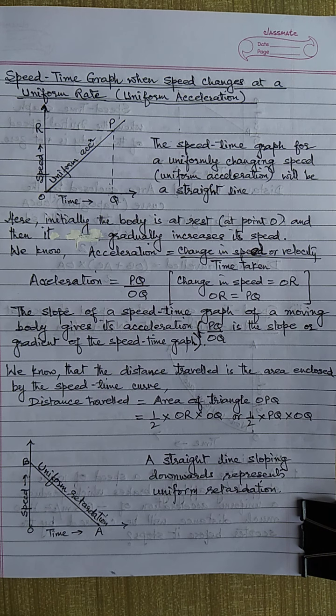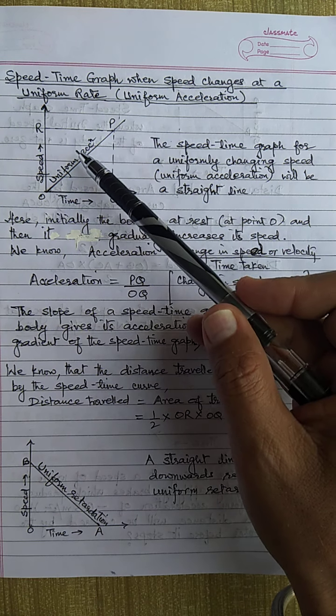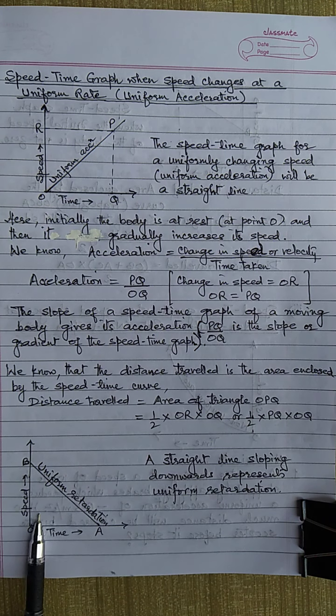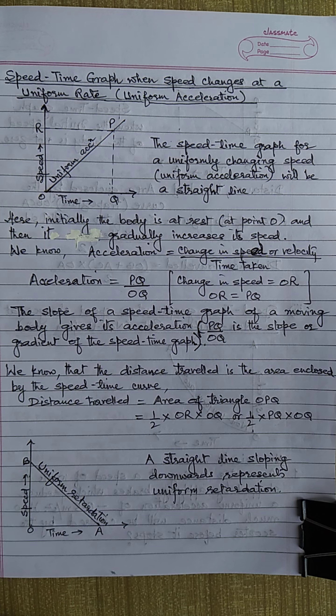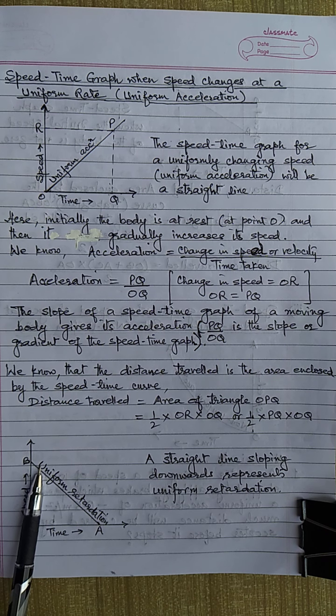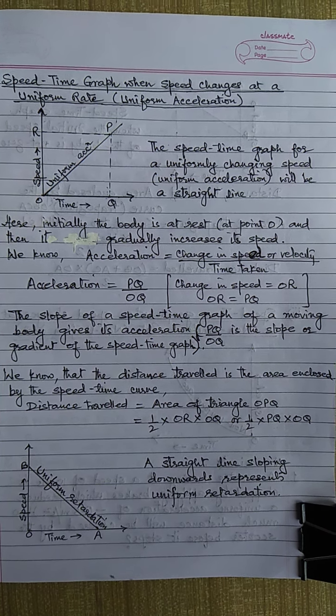Next, if there is retardation. Here we have seen that the speed of the body is increasing. Now suppose the speed of the body is decreasing. What will be the curve? The curve will be this. Initially there was some speed, and now the body has applied brakes. Suppose a car is traveling at 60 km/h initially at point B, and then it starts retarding, its speed decreases gradually with time, and at a point it comes to rest. So this is uniform retardation. This is the curve of uniform retardation.